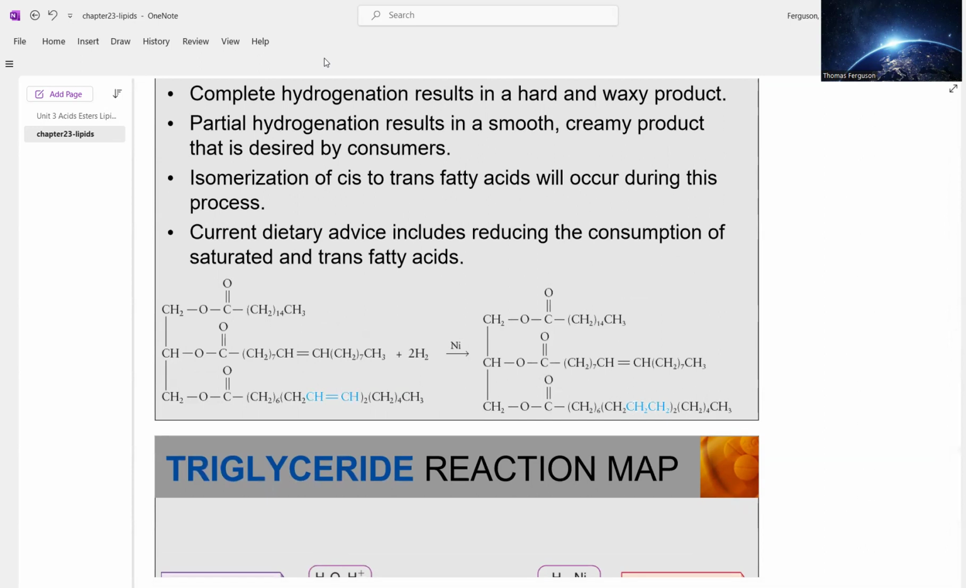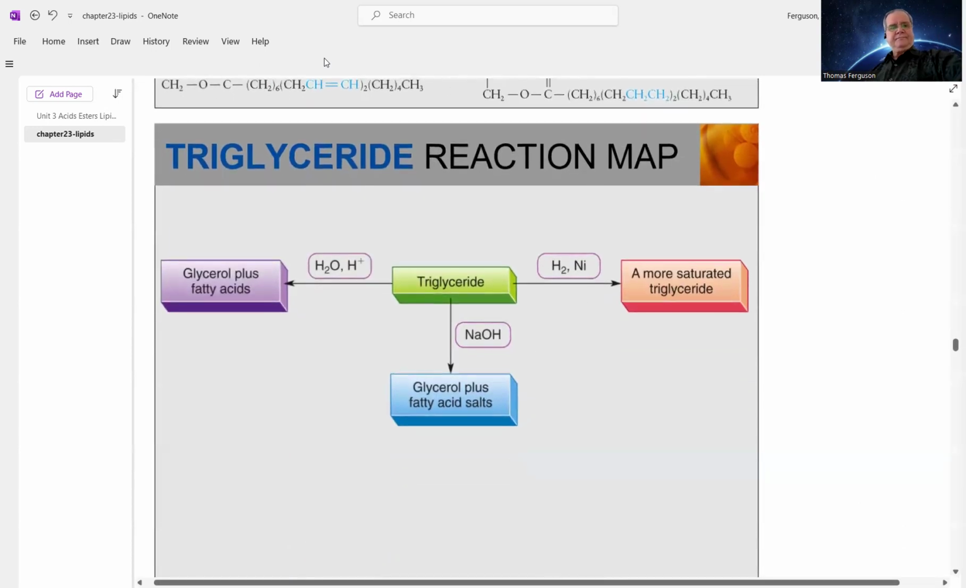Crisco used this process to turn polyunsaturated fats to saturated fats to mimic lard. Lard is a very saturated fat. What happened, though, is you frequently created trans versions. It converted all the cis to trans, and that ended up with a very similar product to lard.